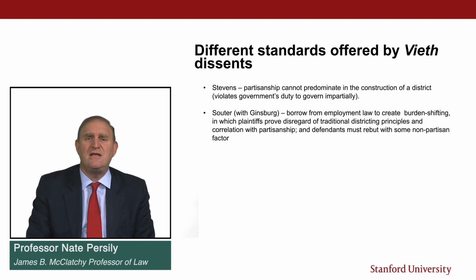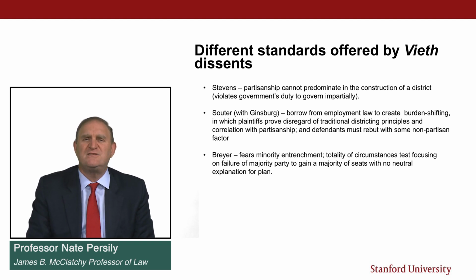And then third, Justice Breyer, who focused mainly on the problem of minority entrenchment, that there's something inherently wrong if a minority is able to keep itself in power by redrawing district lines. And so he would apply some sort of totality of the circumstances test to ascertain whether a majority party was trying to keep itself in office by unfairly drawing lines that would continually frustrate the will of a majority of voters to capture a majority of the seats in a state legislature.